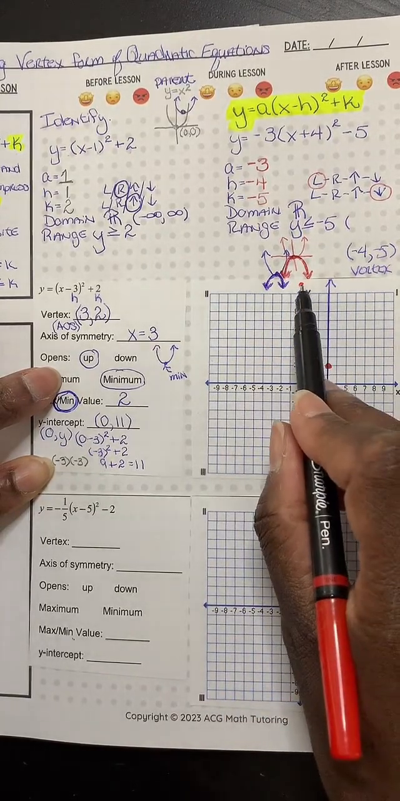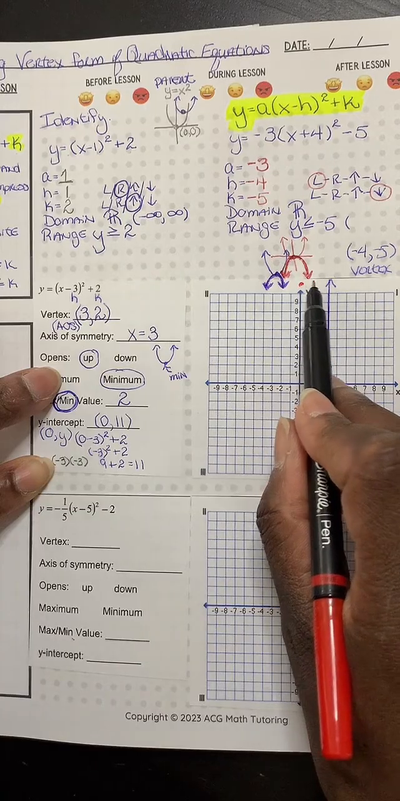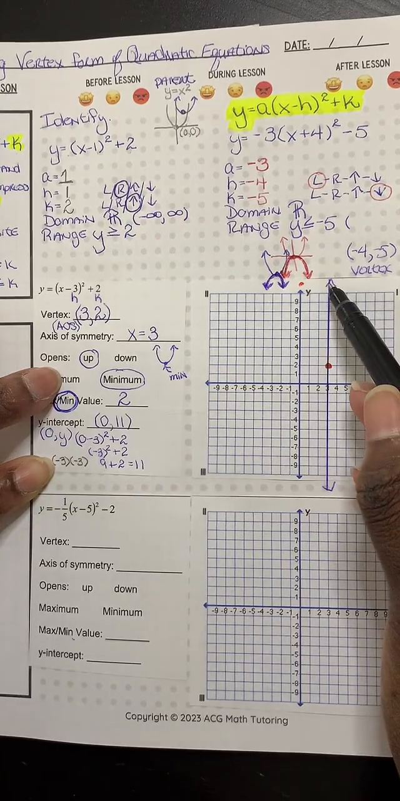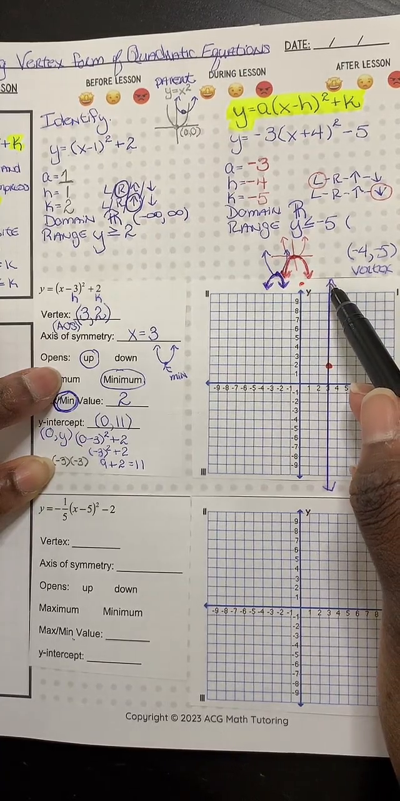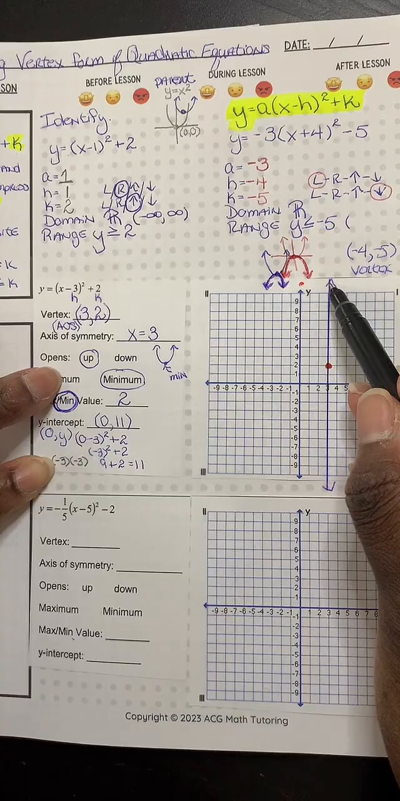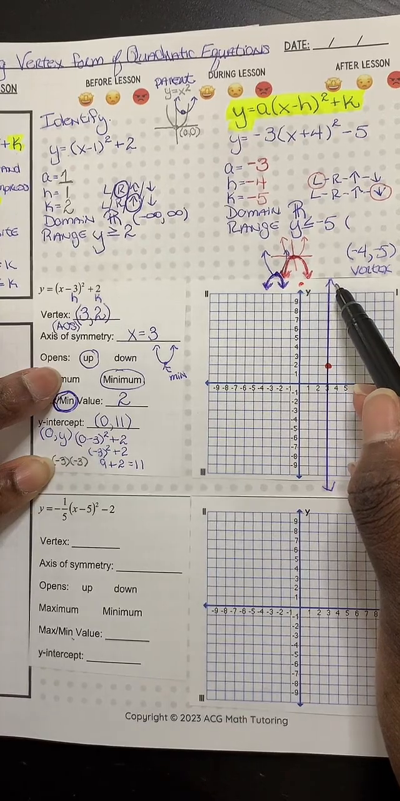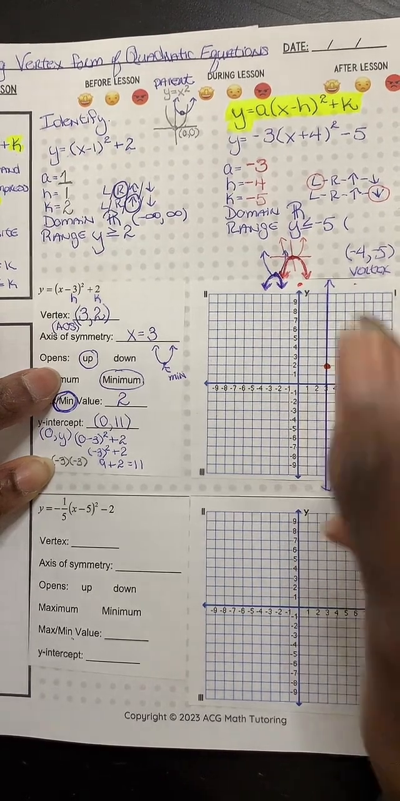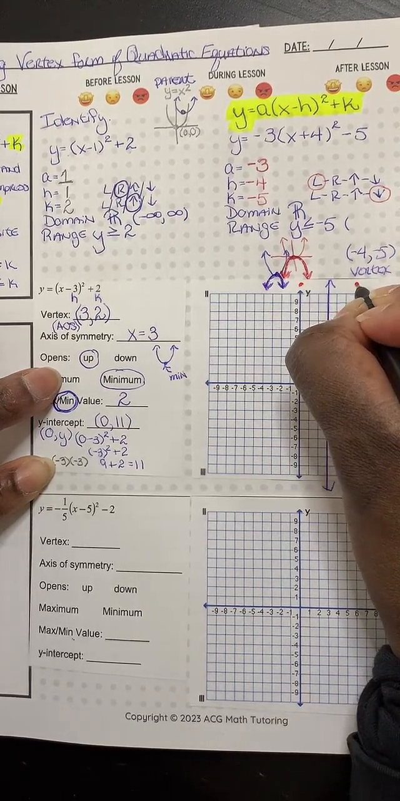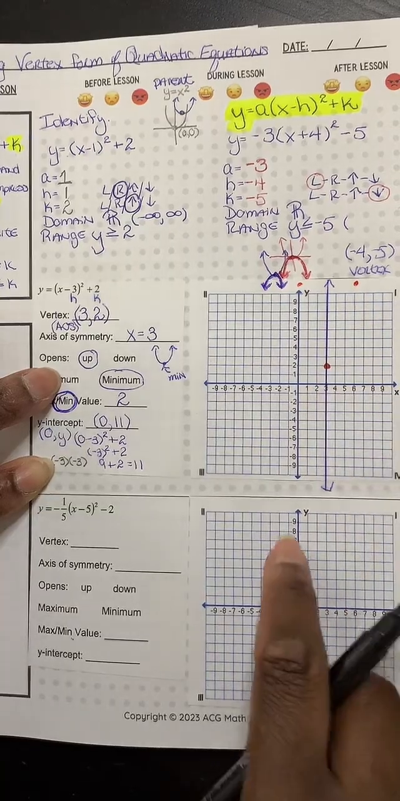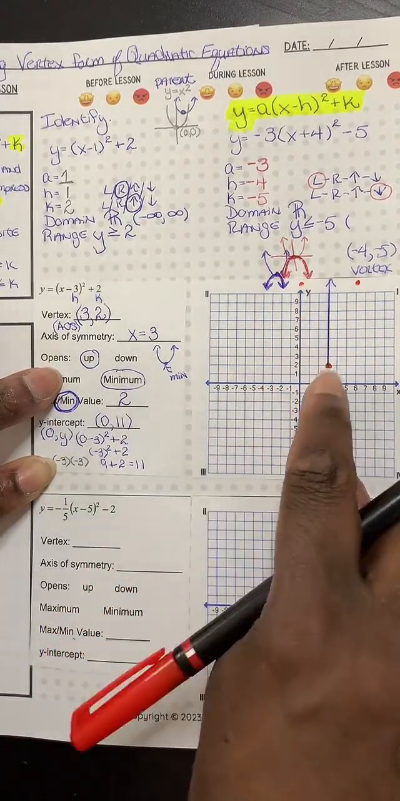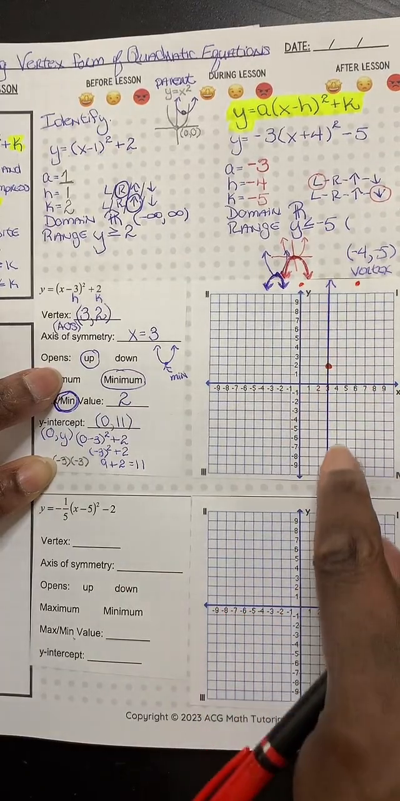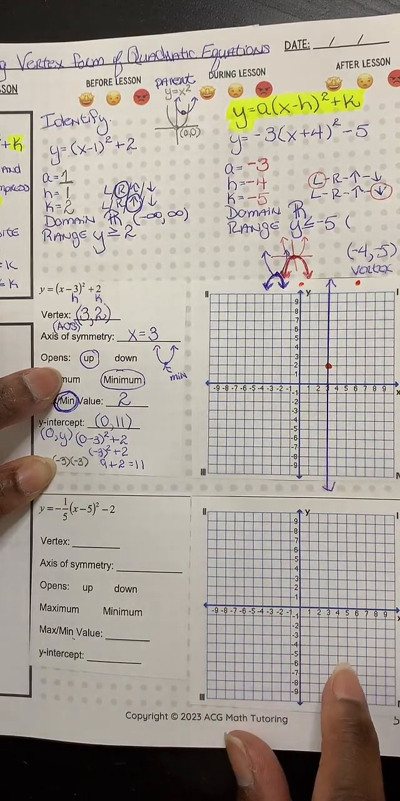Now, if I want to, I can say this point is 1, 2, 3 units away from my axis of symmetry. So the point that's reflective of this is also 1, 2, 3 units away from the axis of symmetry. So instead of plotting 3 individual points, you can use the axis of symmetry as a line of reflection.